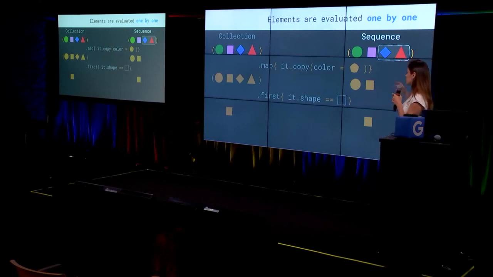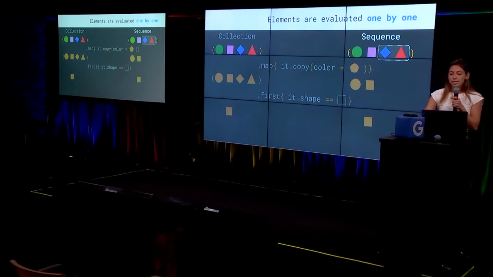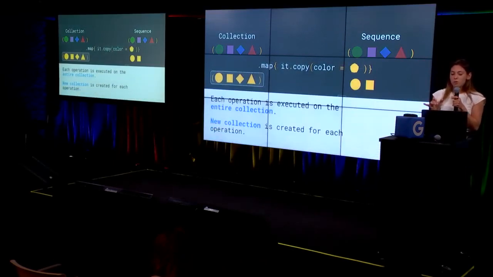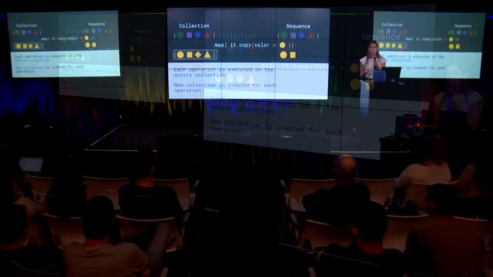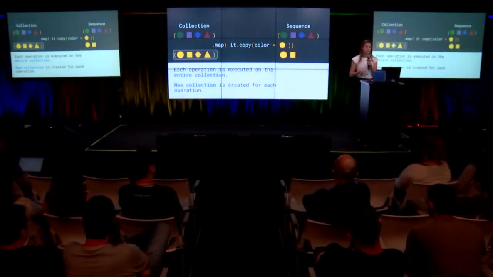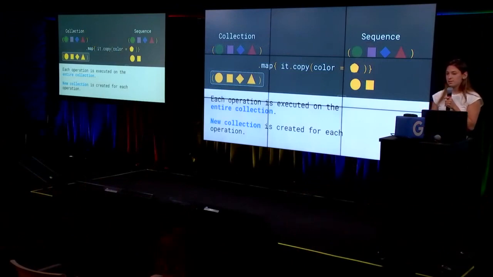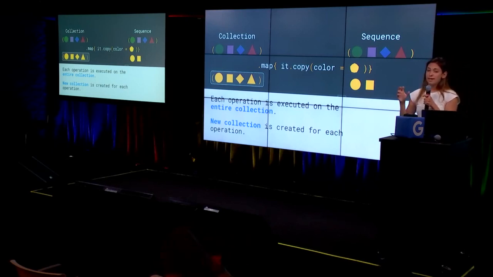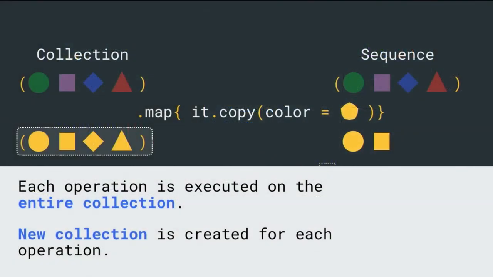So in our case, we didn't care about these last two elements, and we didn't even get to iterate through them, because we already got to our element. Whereas on collections, each operation is executed on the entire collection. And even more, a new collection is created for each operation. So consider that you have a very big list, a very big collection. What does that mean? It means that you end up creating a copy of it every time you need to use it.